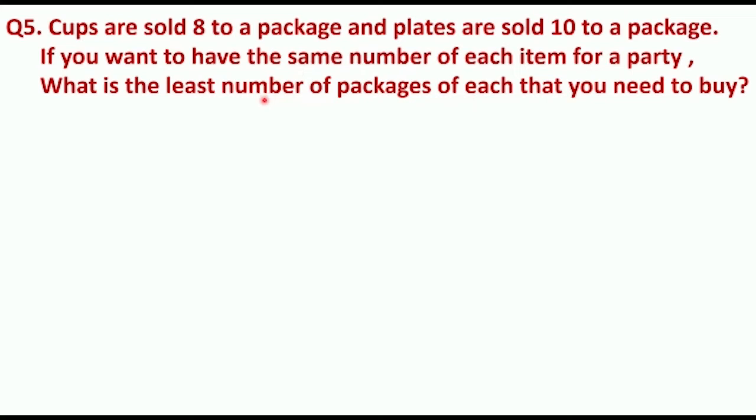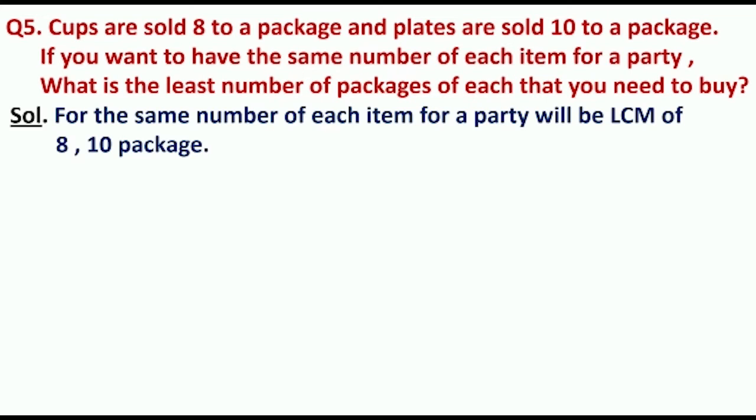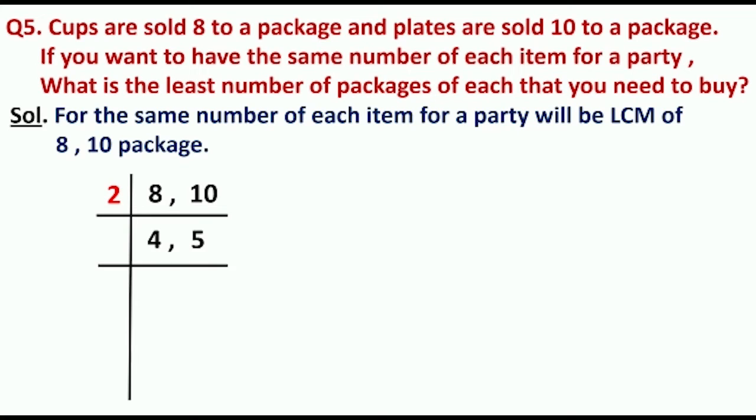So first we have to find the LCM. Find the LCM of 8 and 10, children. First you have to divide by 2. Both these numbers can be divided by 2. So here you will get 4 and 5. Now again you have to divide by 2 because 4 can be divided by 2 but 5 cannot be divided by 2, so 5 will be as it is. So you will get 2 and 5.